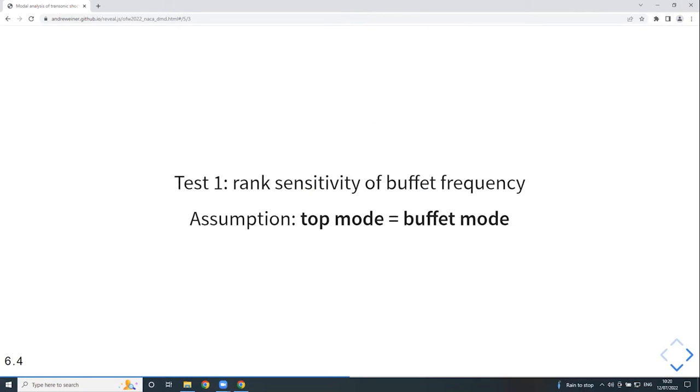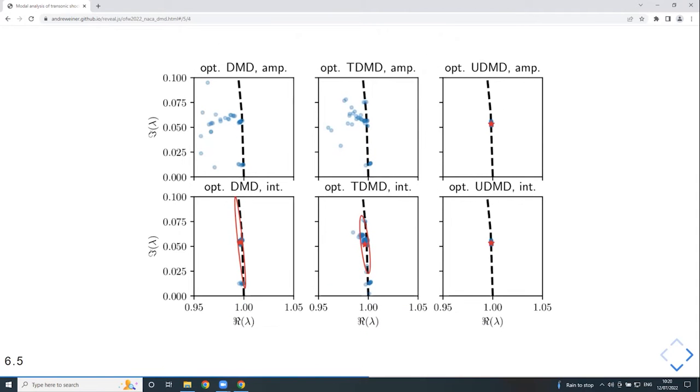Now, the first and most critical test is basically how sensitive is my result to the POD basis I select. And what I did here is I look only at the most dominant mode, which is the buffet mode. And we look here at a very zoomed in view of the unit circle. And you see only the most dominant eigenvalue for a bunch of different values of the POD basis. And ideally, what you want to see is that all these points cluster up in a certain point, because then my sensitivity to rank is really low.